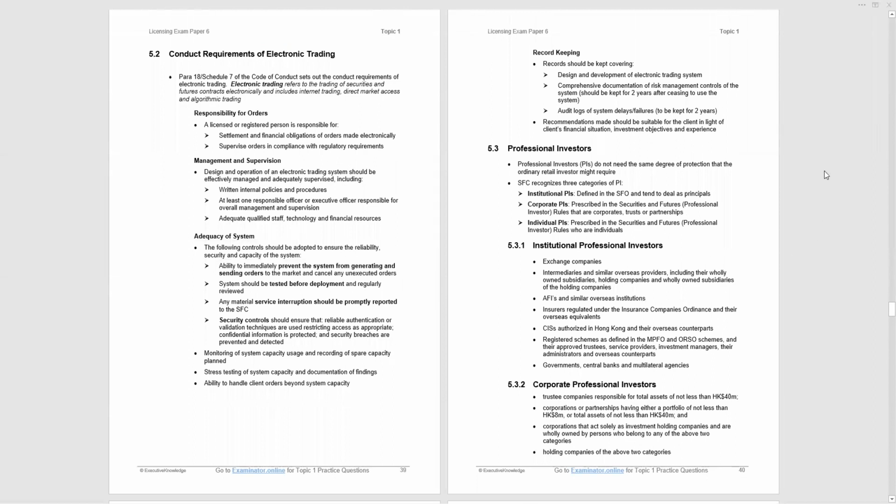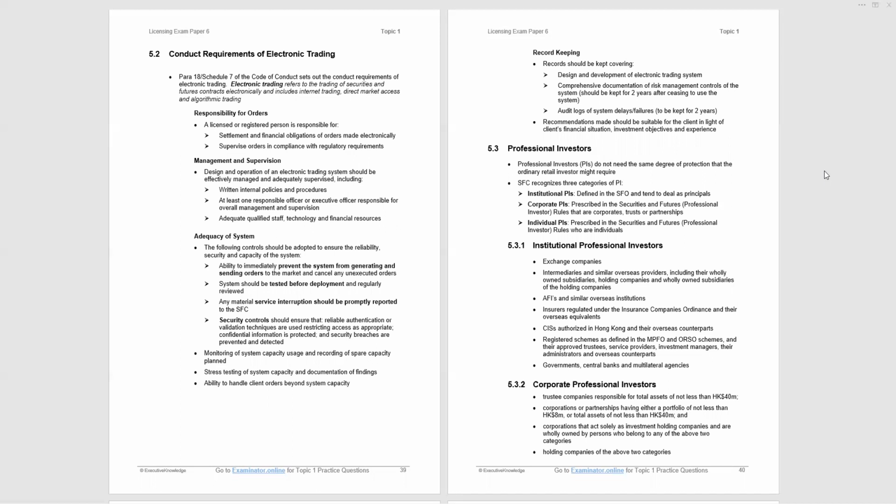Section 5.2 on page 39, conduct requirements of electronic trading. Now, this came in with computer trading algorithms, flash crashes, etc. Not heavily examined, but I will highlight 1 or 2 points that have come to the examiner's attention. Management and supervision, the second subheading.